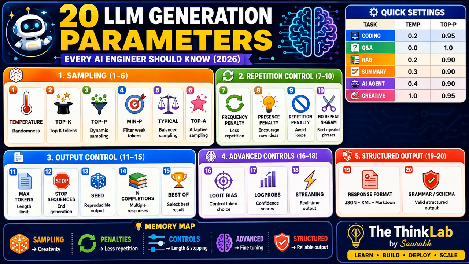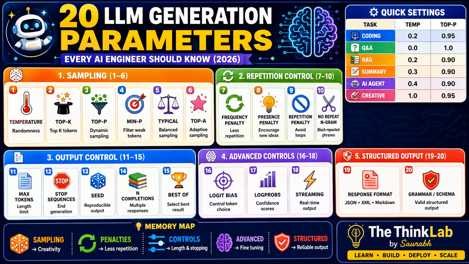Now number two is the top K. Top K limits how many possible next words the model can choose. Okay, so if the top K is 20, the model only looks at the best 20 possible words. So a smaller top K gives safer responses, a larger top K gives you more variety, right?